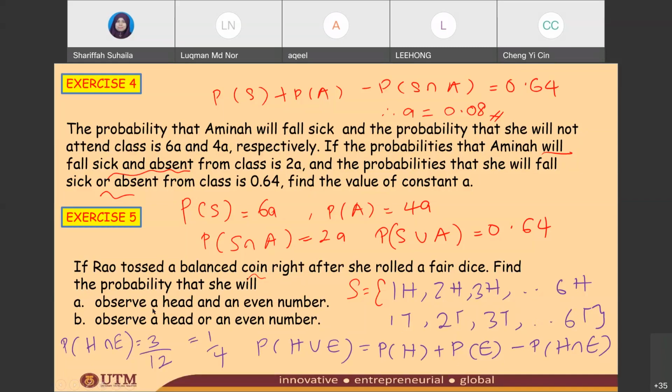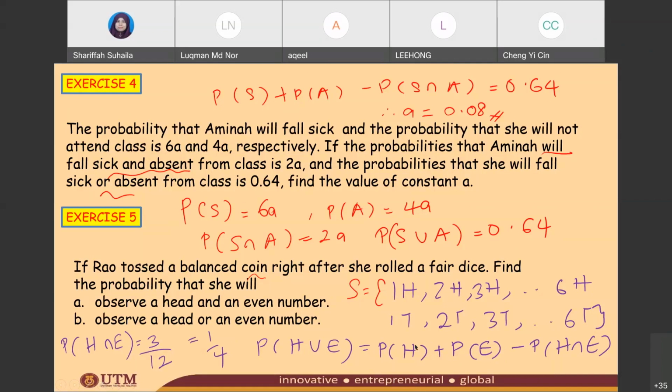So the question asks you to observe a head and an even number. Again, the total number of the sample space is 12, because 6 times 2. So you have head and even: 2H, 4H, 6H. So we have 3 over 12. For this one we want all, so apply the additive rule of probability. First get this one plus this one minus the intersection.